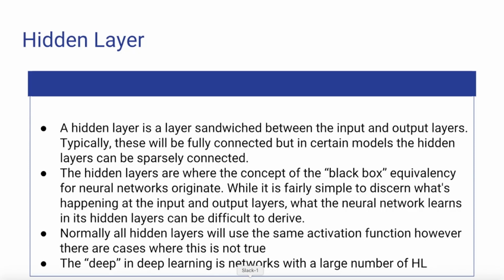So normally, all hidden layers will use the same activation functions. There are some exceptions. Sometimes in regression, you will use something like a tanh with another activation function in the hidden layers, or in autoencoders, this happens as well. But in general, most models will have all the same activation functions in the hidden layers. And the deep in deep learning is just describing the number of hidden layers. That's where the word deep learning comes from. It's not the depth of the knowledge that the neural network is learning. It's simply the number of hidden layers.